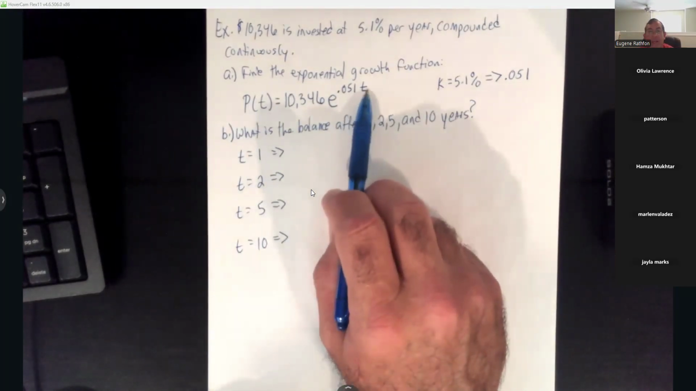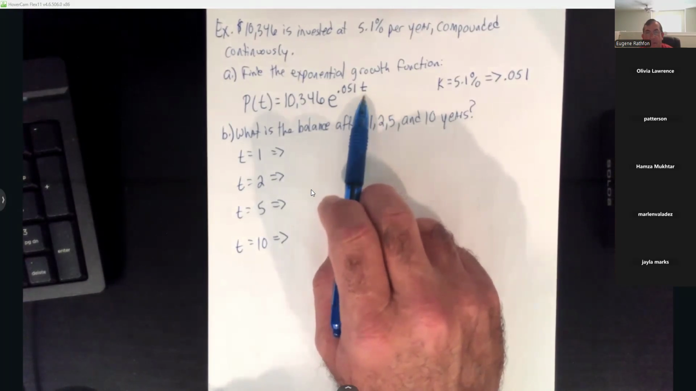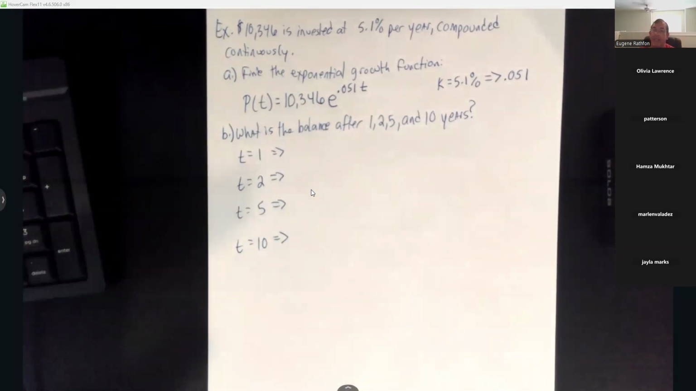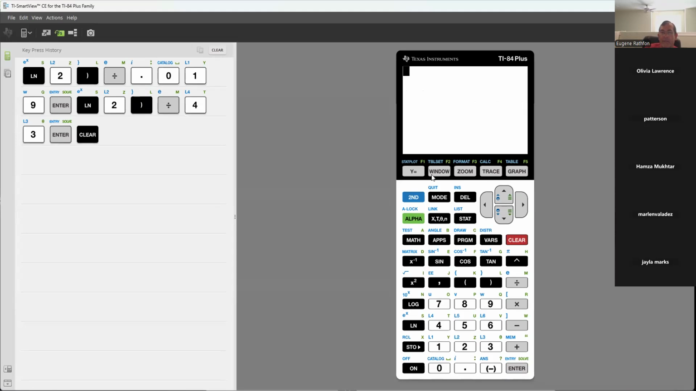One way you can plug it in the calculator is to put a 1 in for the T, then a 2, then a 5, then a 10. You can do it individually 4 times and get your amounts. But I'm going to show you the other way that I would probably do this. They want me to round it to the nearest cent, so 2 decimal places on these. I love the calculator, but I'm going to go to y equals and do this. I'm going to put in my equation, 10,346.